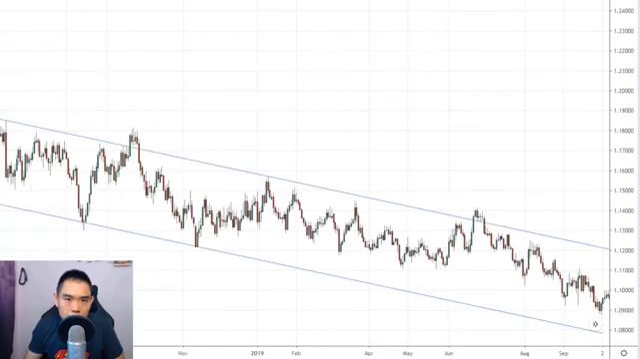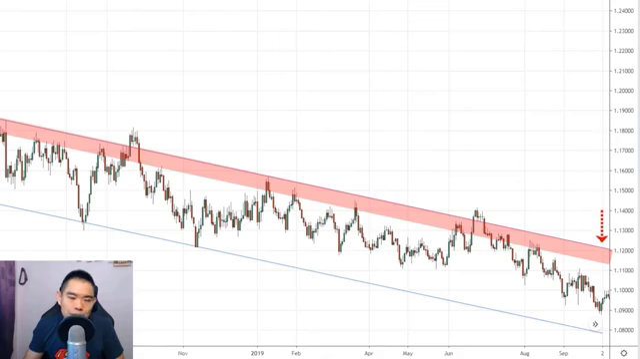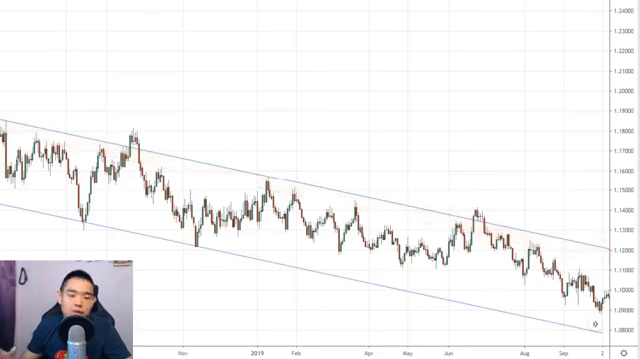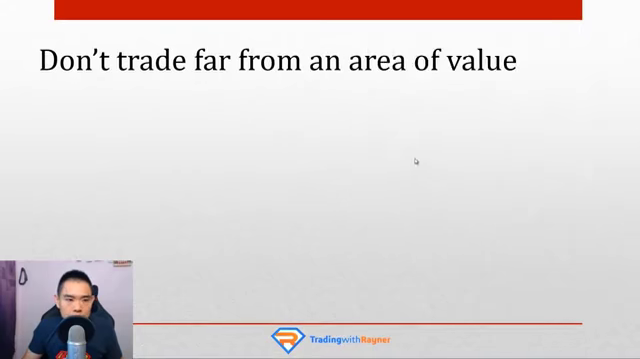Okay, just look left, zoom out. Area of value possibly is at this area over here. You want to look for selling opportunities at this upper boundary of this trend channel, not the lower boundary, not here. Here. Okay? Don't trade far away from an area of value. Even though you might be trading with the trend, if you trade far from an area of value, the market is about to make a pullback. There's a good chance it could pull back. When it does occur, you'll get stopped out. So that's the second one.